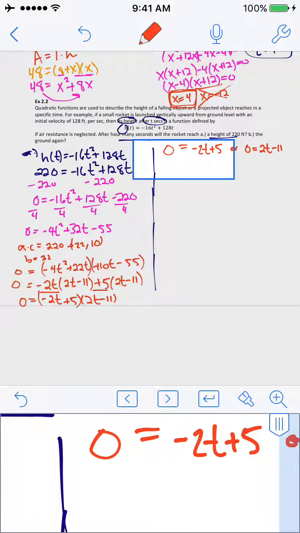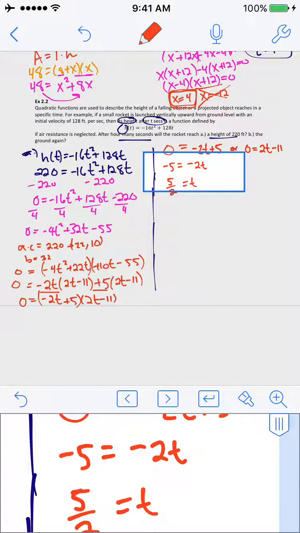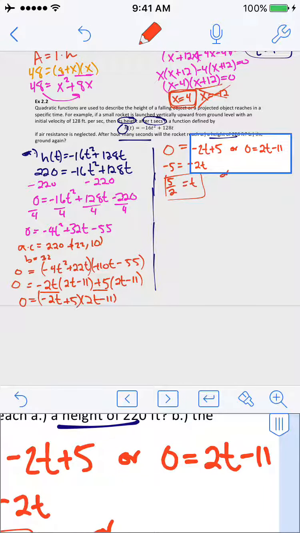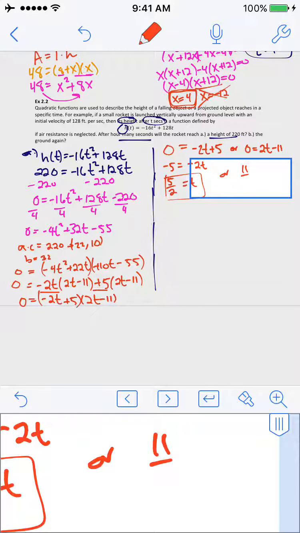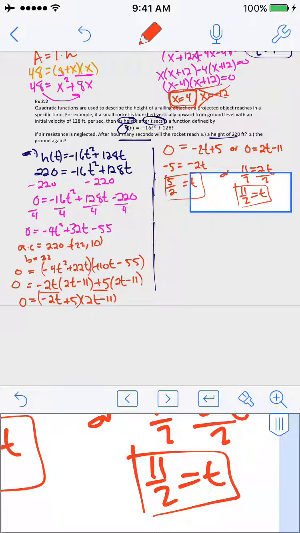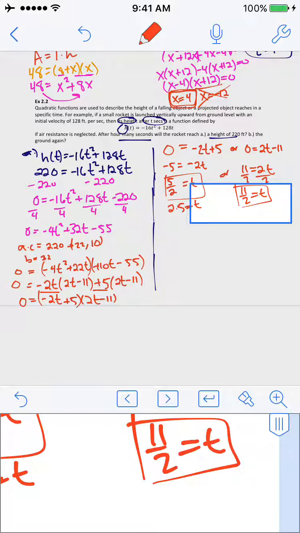Alright, let's solve both of these. Subtract 5 to both sides, negative 2t is equal to negative 5. Or we get positive 5 over 2 is equal to t, right? When I divide a negative by a negative, it becomes a positive, so I get 5 halves is equal to t. Or subtract 11, is equal to 2t. Divide by 2, you get 11 over 2 is equal to t. Or in other words, if you're more of a decimal kind of guy, 2.5 or 5.5.